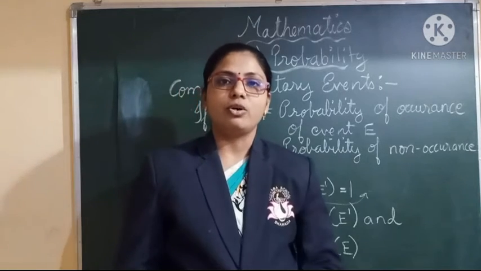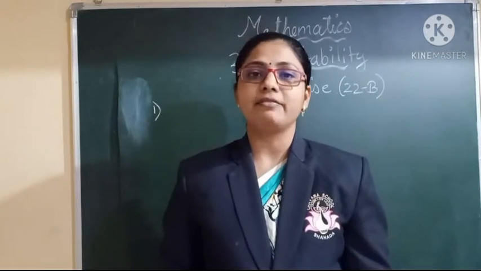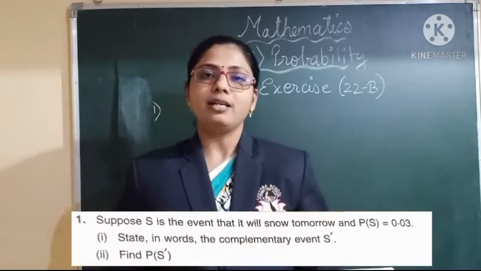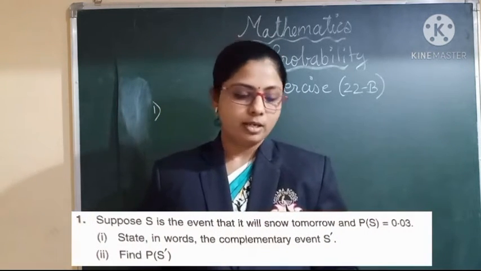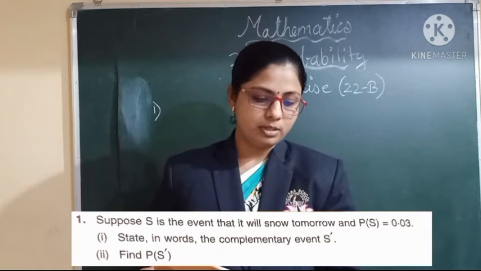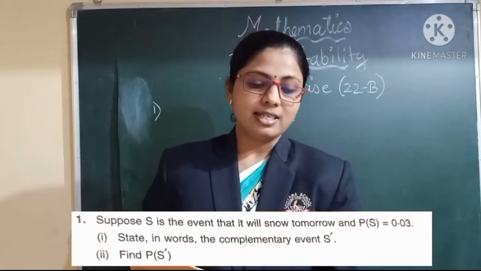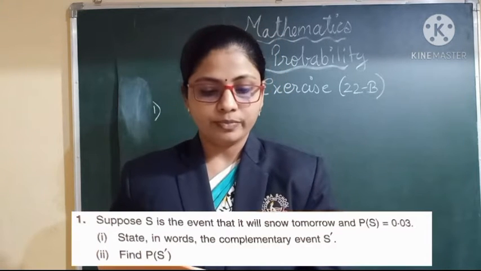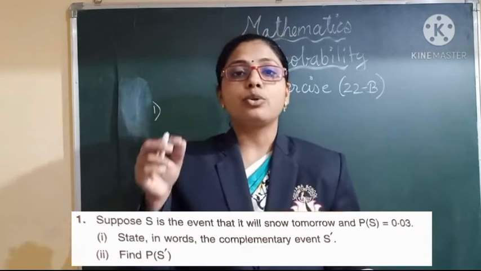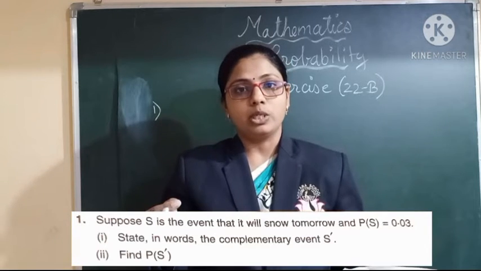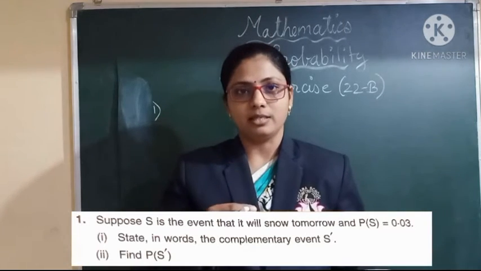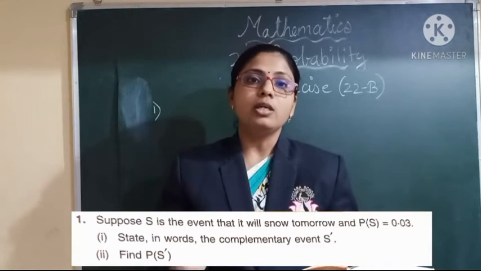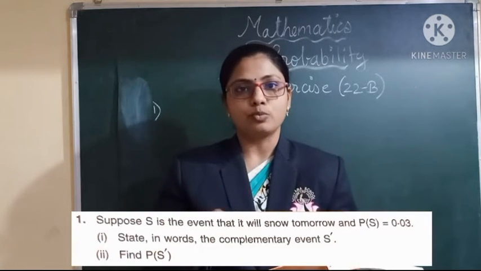So let us see an example. Let us have a look at exercise 22b from your textbook and solve one example from there. Let us see the first example. Suppose S is the event that it will snow tomorrow. It is a probability, but it is not sure. So it is going to snow tomorrow.